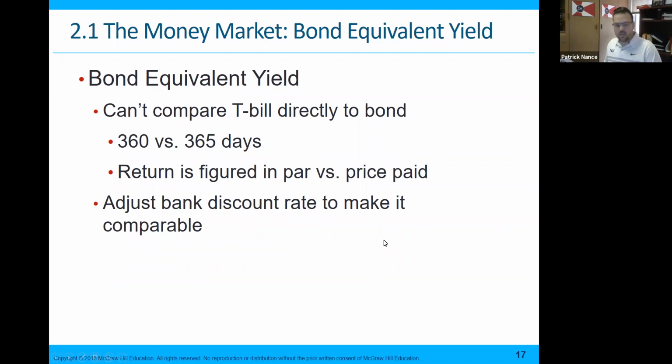So a bond equivalent yield we can't compare directly to a T-bill because it's 360 versus 365, and the return is figured based on par versus price paid. And this goes back to discounts too. We need to adjust the bank discount rate to make it comparable.